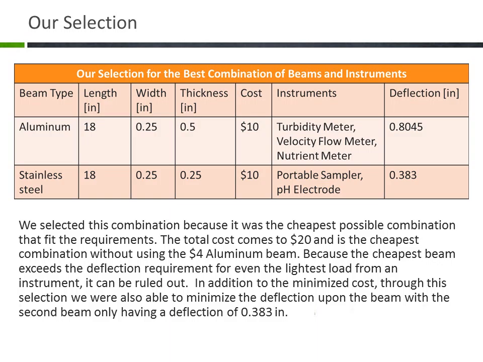The best beams for the job were one 18-inch aluminum beam and one 18-inch stainless steel beam turned sideways to lower the moment of inertia. The $4 beam could not be used because even with the lowest weighted instrument on the end, the deflection was still greater than 1 inch. The next cheapest way to do it was to use two $10 beams.